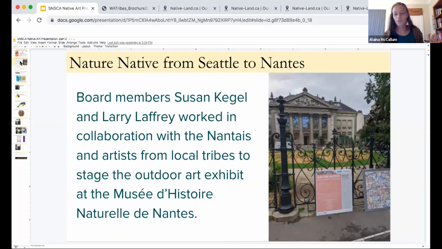And for those of you that weren't here last week, board members Susan and Larry worked in collaboration with the Nantes and the artists of local tribes to stage an outdoor art exhibit at the Musée d'Histoire Naturelle de Nantes. That's an outdoor exhibit that's happening, and today is the opening day of the museum actually being open indoors. Oh, wow.